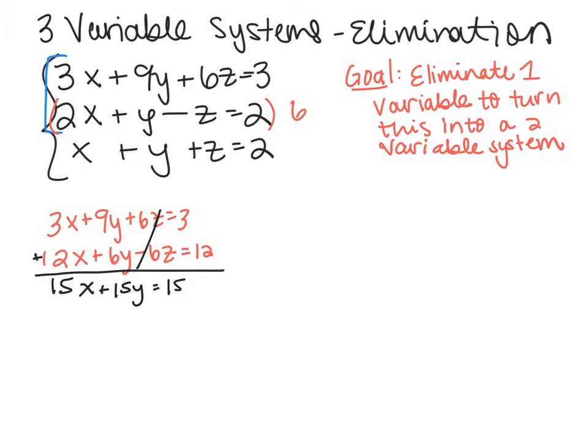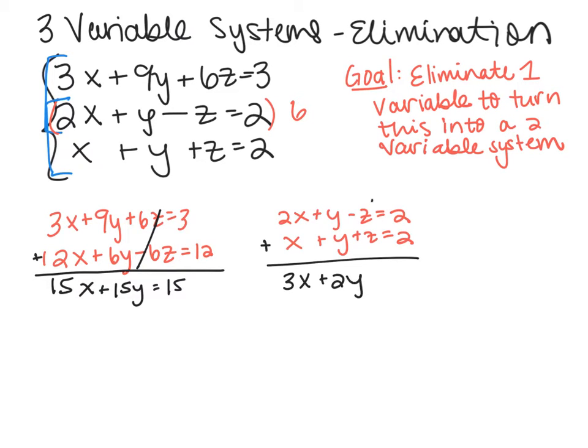So there's one equation. Now we need to take another pair of equations, eliminate that same variable. So this time I'm going to look at equations 2 and 3. In order to eliminate that, I don't have to multiply by anything. I can just stack them on top of each other. So we'll do 2x plus y minus z equals 2, x plus y plus z equals 2. So our whole goal here is we have to eliminate that same variable. So we're getting rid of z. Just add them together. We get 3x plus 2y, z's go away, equals 4.